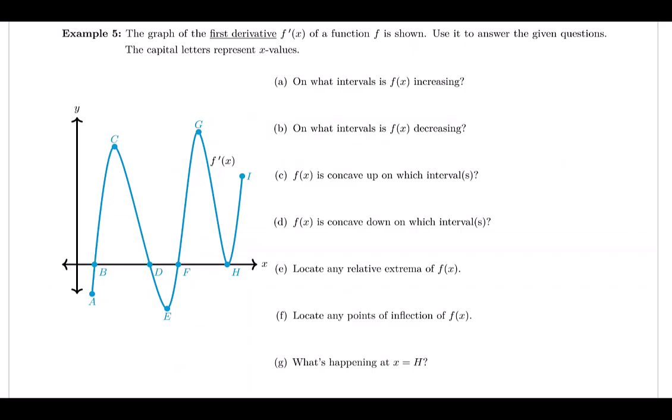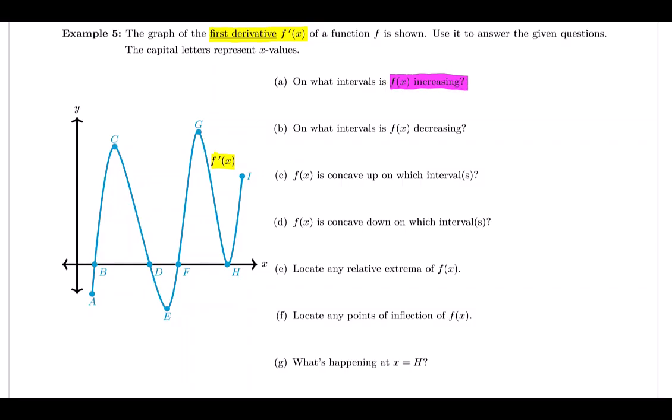Example 5 says the graph of the first derivative f prime of x of a function f is shown. Use it to answer the given questions. The capital letters represent x values. Part A says, on what intervals is f of x increasing? So some things that I'd like to highlight is this is the graph of the first derivative f prime of x. This is not the graph of f of x. However, part A is asking on what intervals is f of x increasing.